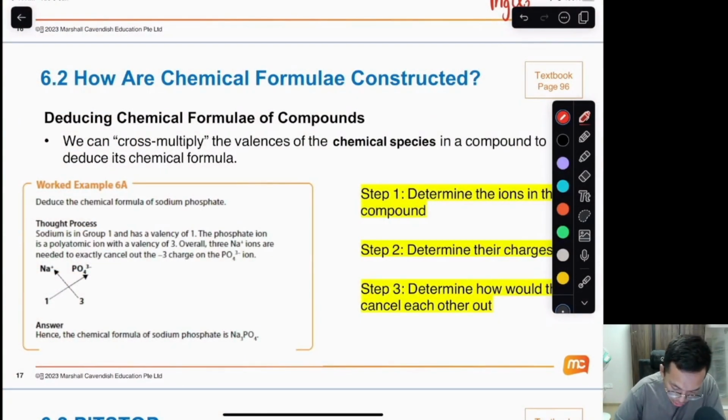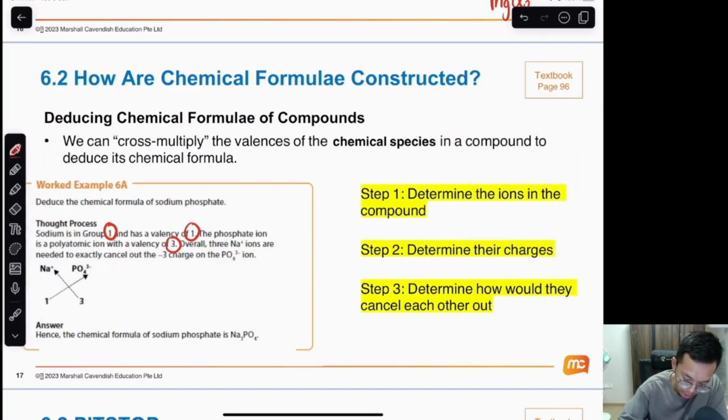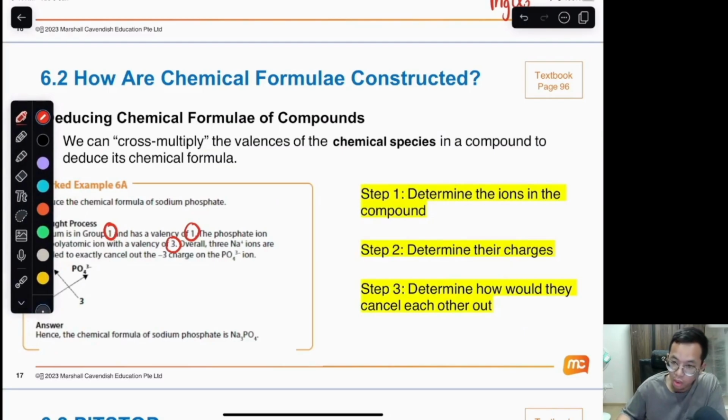So let's take a look at this question. Deduce the chemical formula of sodium phosphate. Sodium is in group 1 and has a valency of 1. Phosphate ion has a valency of 3. You just cross multiply, so you'll get Na3PO4. These are the 3 different steps you need to know. Step 1, determine the ions in the compound. Step 2, determine the charges. Step 3, determine how they would cancel each other out. So let's try.